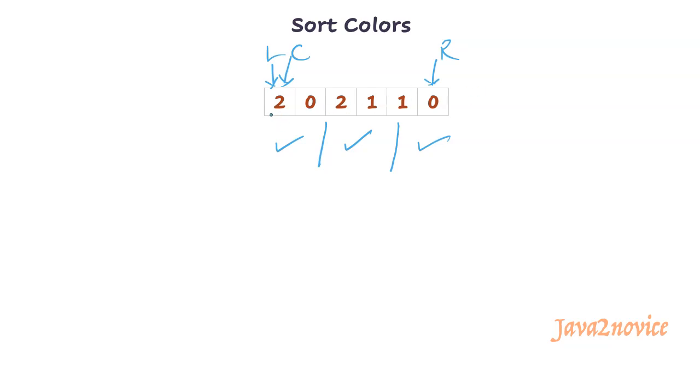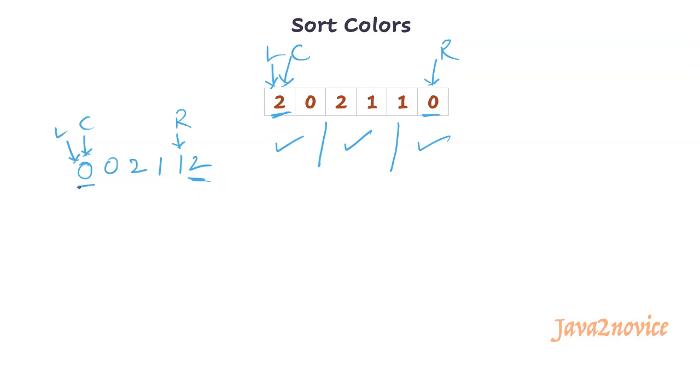The current element is 2, we'll swap it with the right pointer position. After swapping, the array will look like this. So 0 is moved here: 0, 2, 1, 1, 2. The left and current pointers are here. Since we have already fixed this position, we will move the right pointer one step in the left direction. I mean, decrement the right pointer by one step. So the right pointer will be here.